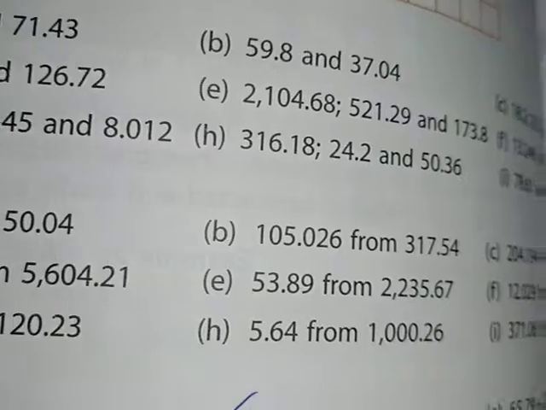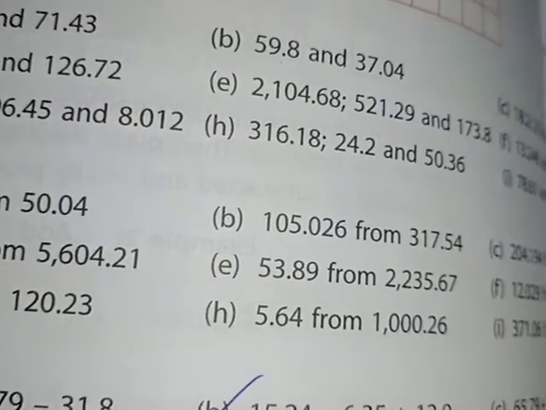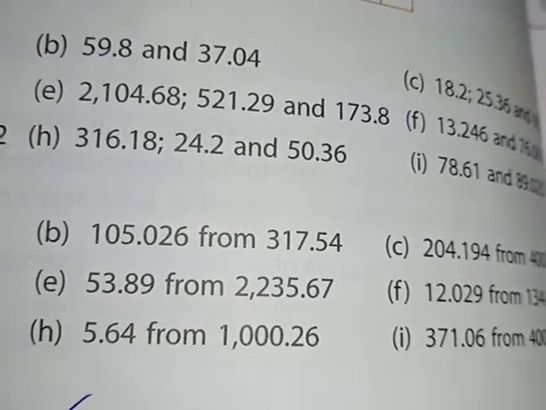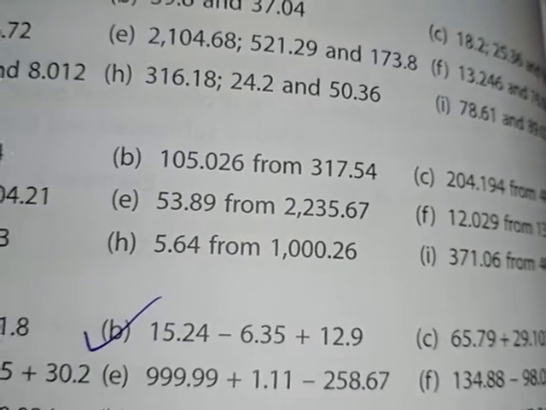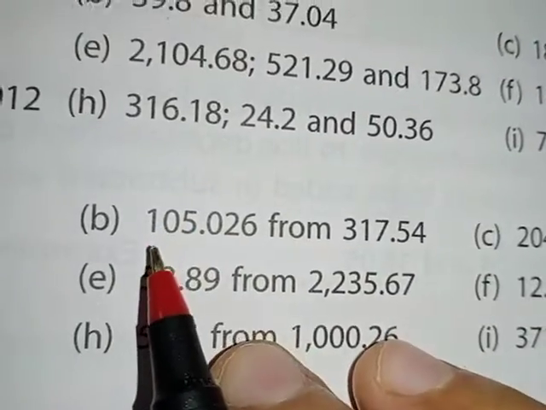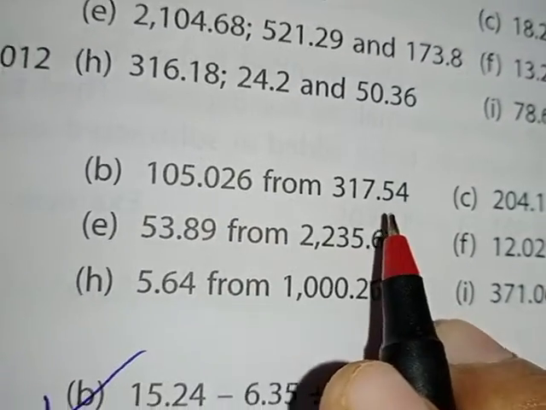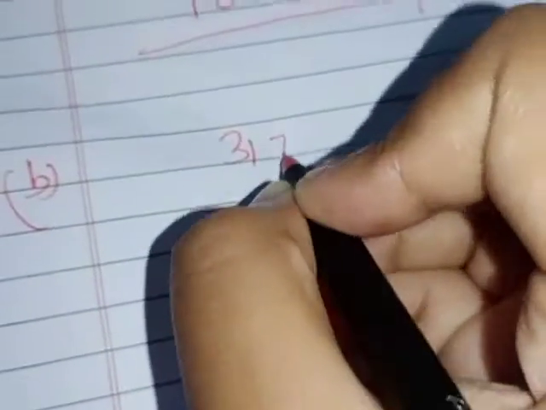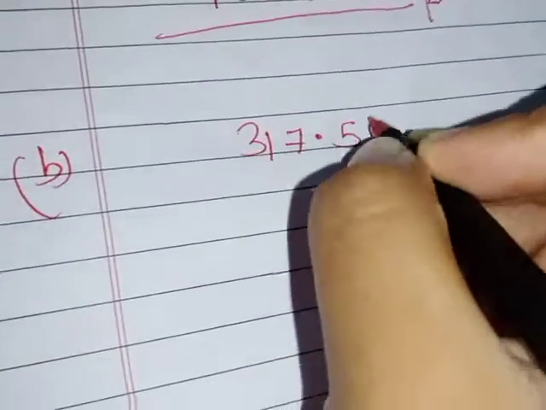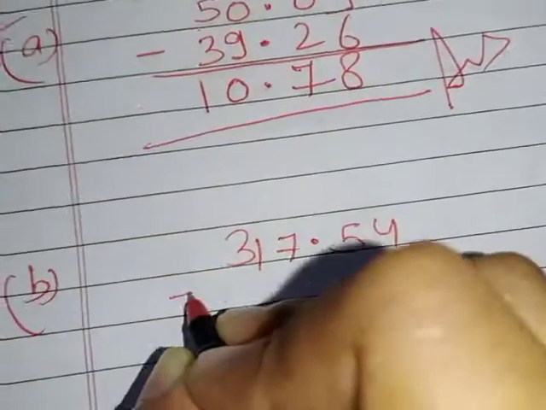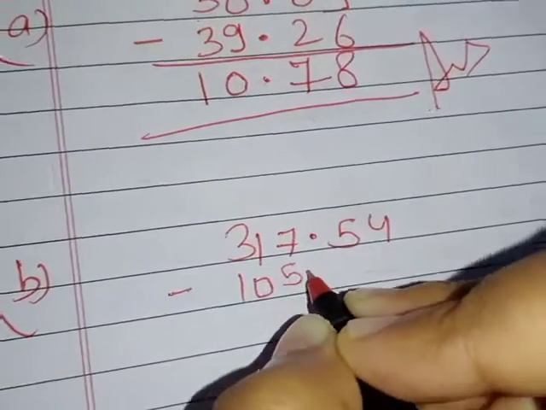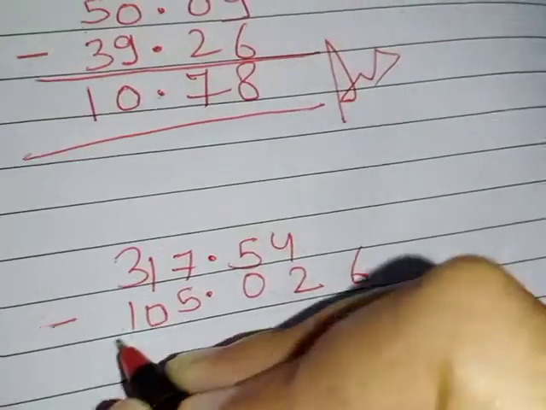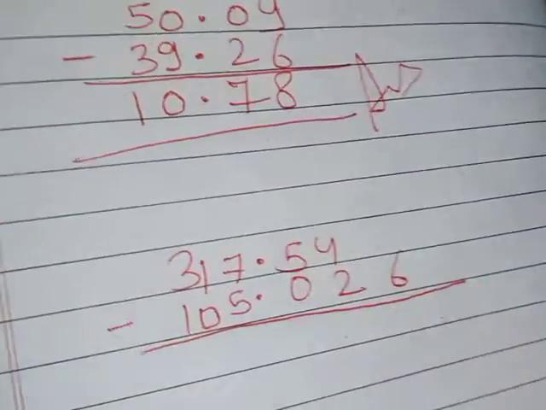Now if you see 2B, the question is subtract 105.026 from 317.54. Now we have to subtract this particular number from here. So first of all, which number should we write? We'll write 317.54 first and then minus 105 point, what is that? 026. This is the point which we should notice.